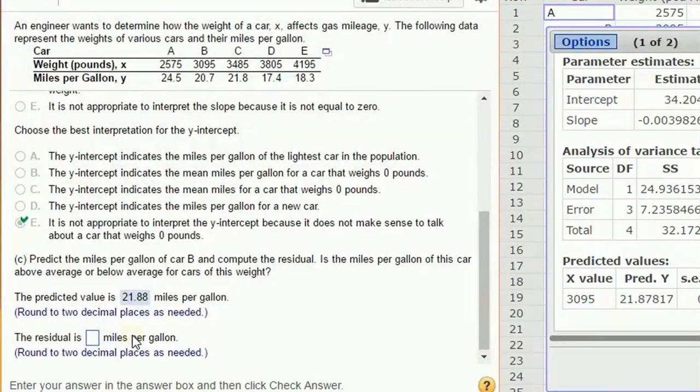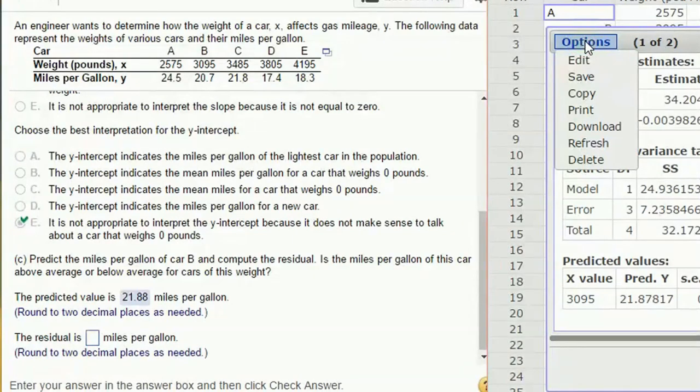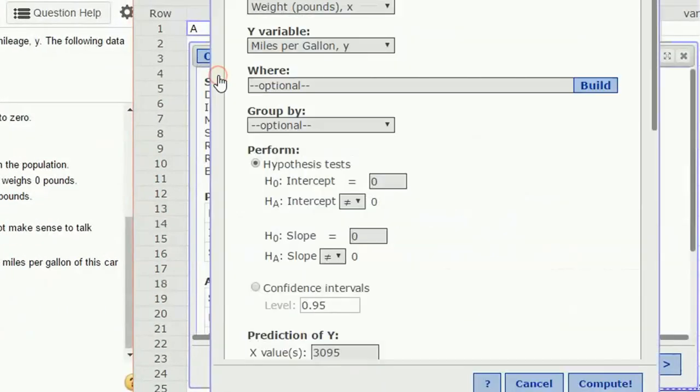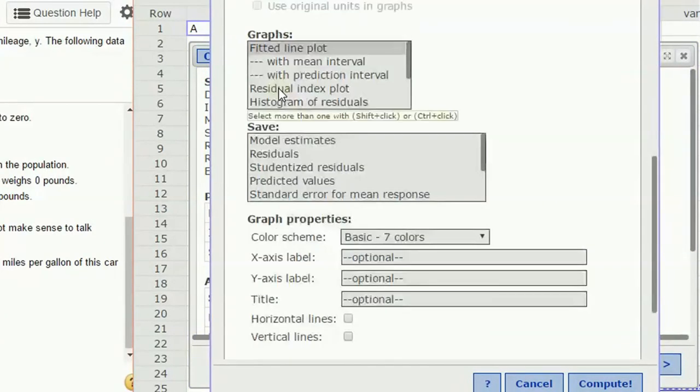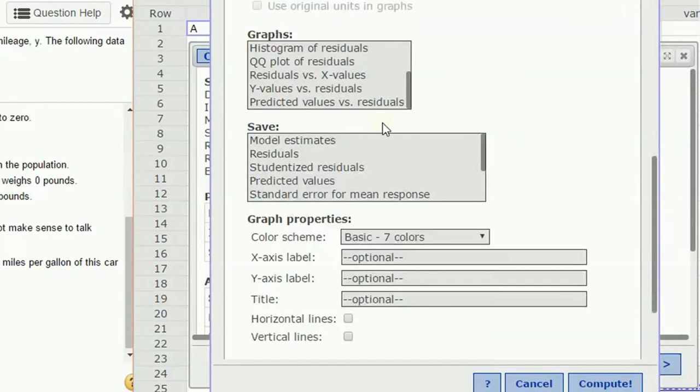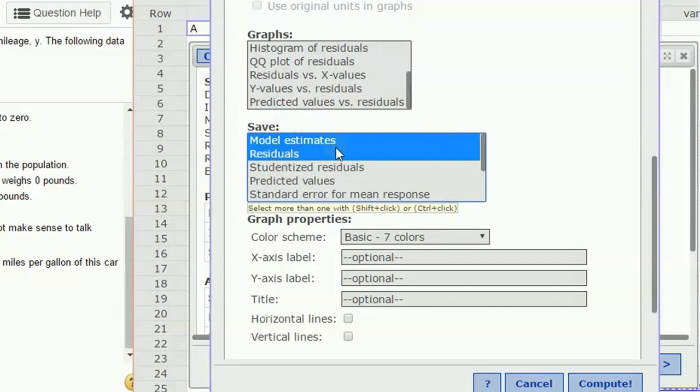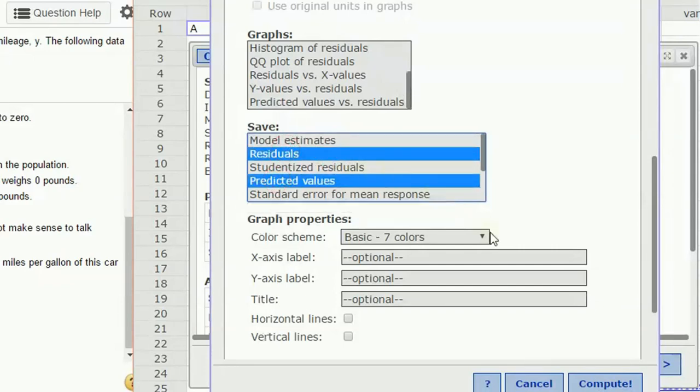So now the residual. The residual is the actual value minus the predicted value. But you know what? I'm too lazy to calculate residuals myself. Click edit again, and I'm going to scroll down in this, and there's an option down below for me to save residuals, and even model estimates. That's even faster. Model estimates and residuals. I'm going to click compute. I'll show you both of those things. Model estimates, predicted values, and residuals.